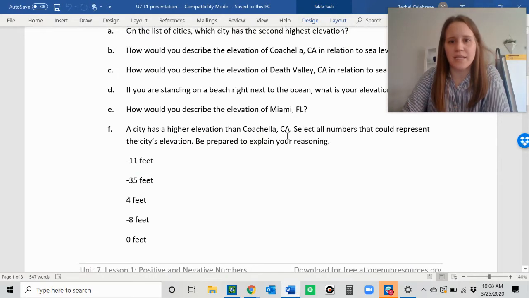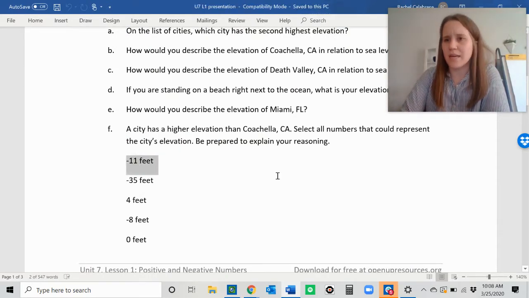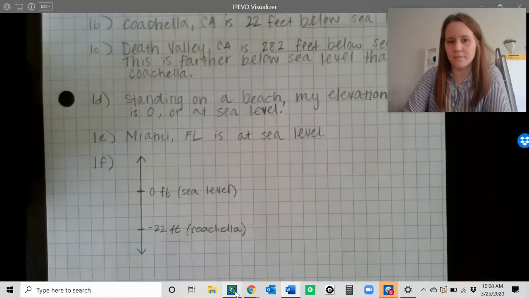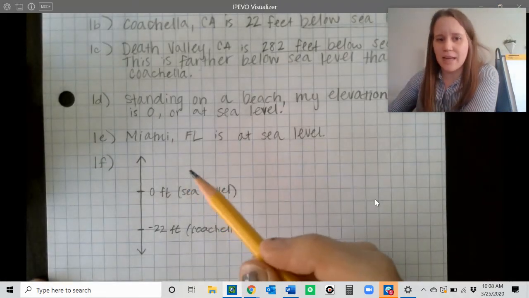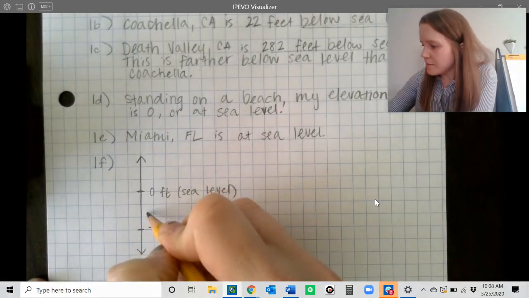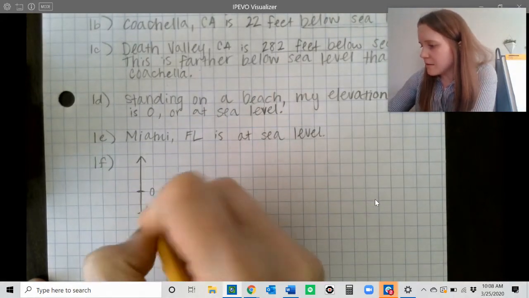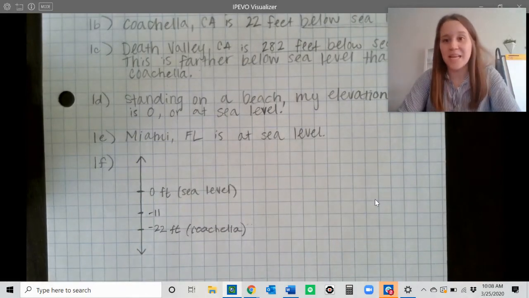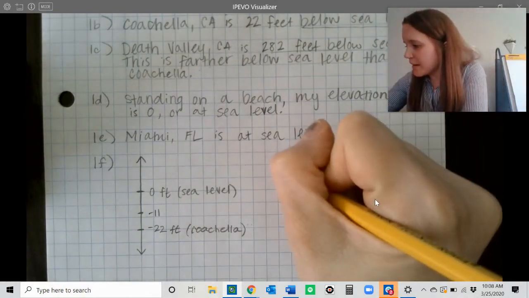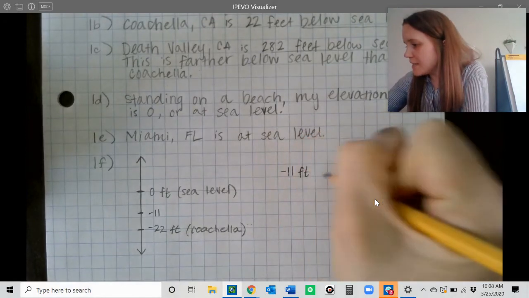All right, select all numbers that could represent the city's elevation. So what do you think? Could -11 feet be a city that's higher than Coachella? Let's see. If I were following my number line and I were going to put -11, I would put it right here. Is that higher than Coachella? Absolutely. So I'm going to go ahead and write -11 feet. Yes.